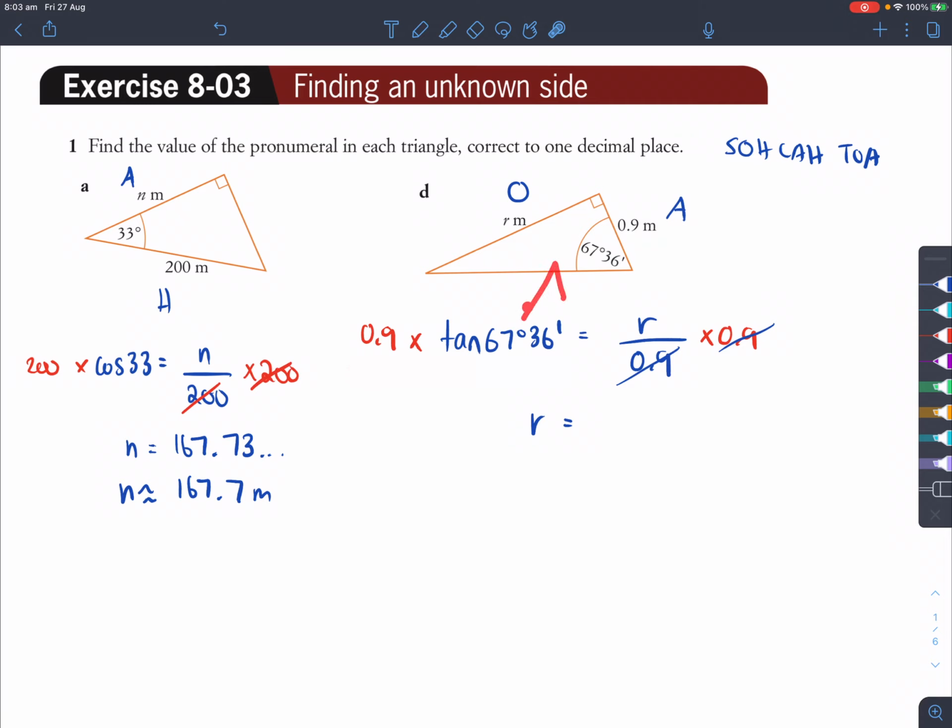And to type the degrees and minutes into the calculator, you use the degrees, minutes, seconds button, which is found on your calculator. It's between the minus sign and the HYP button. So if we type that in, 0.9 tan 67 degrees and 36 minutes, that would give us 2.18... And because we're rounding to one decimal place, as I said before, we are going to round that to 2.2 meters. Okay? Let's move on.